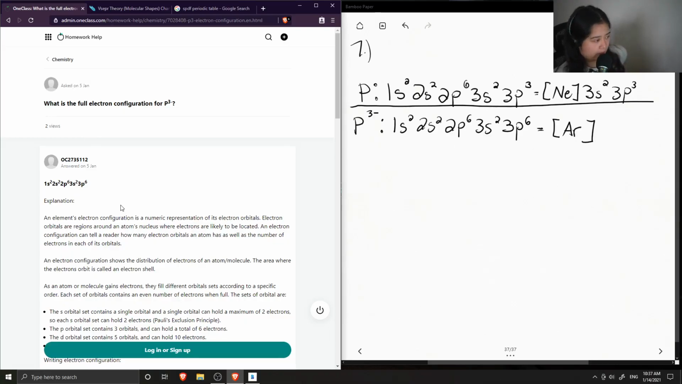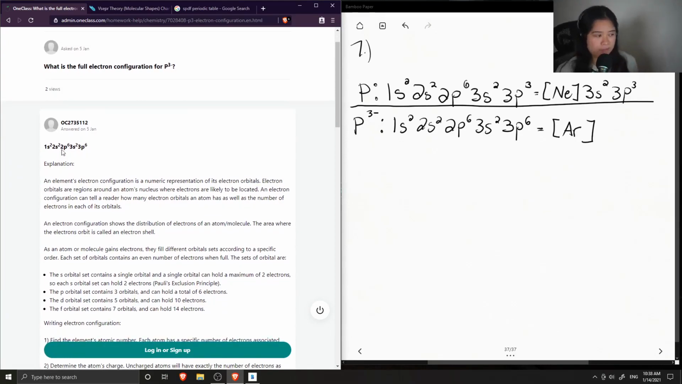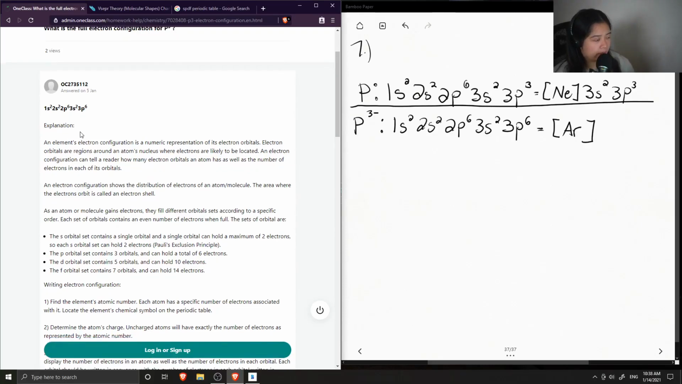So the junior tutor said 1s2, 2s2, 2p6, 3s2, 3p6, which is correct. And then they explained why.